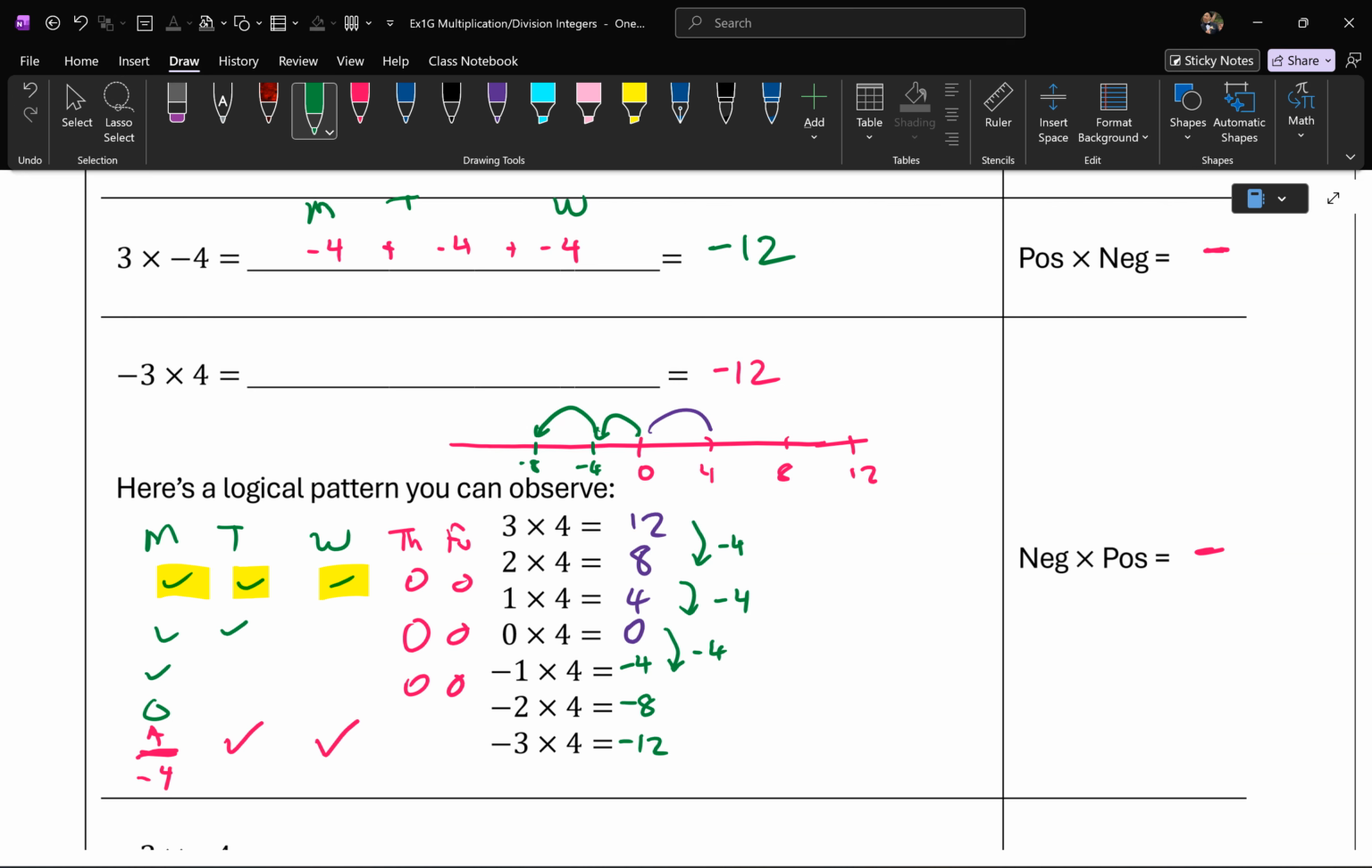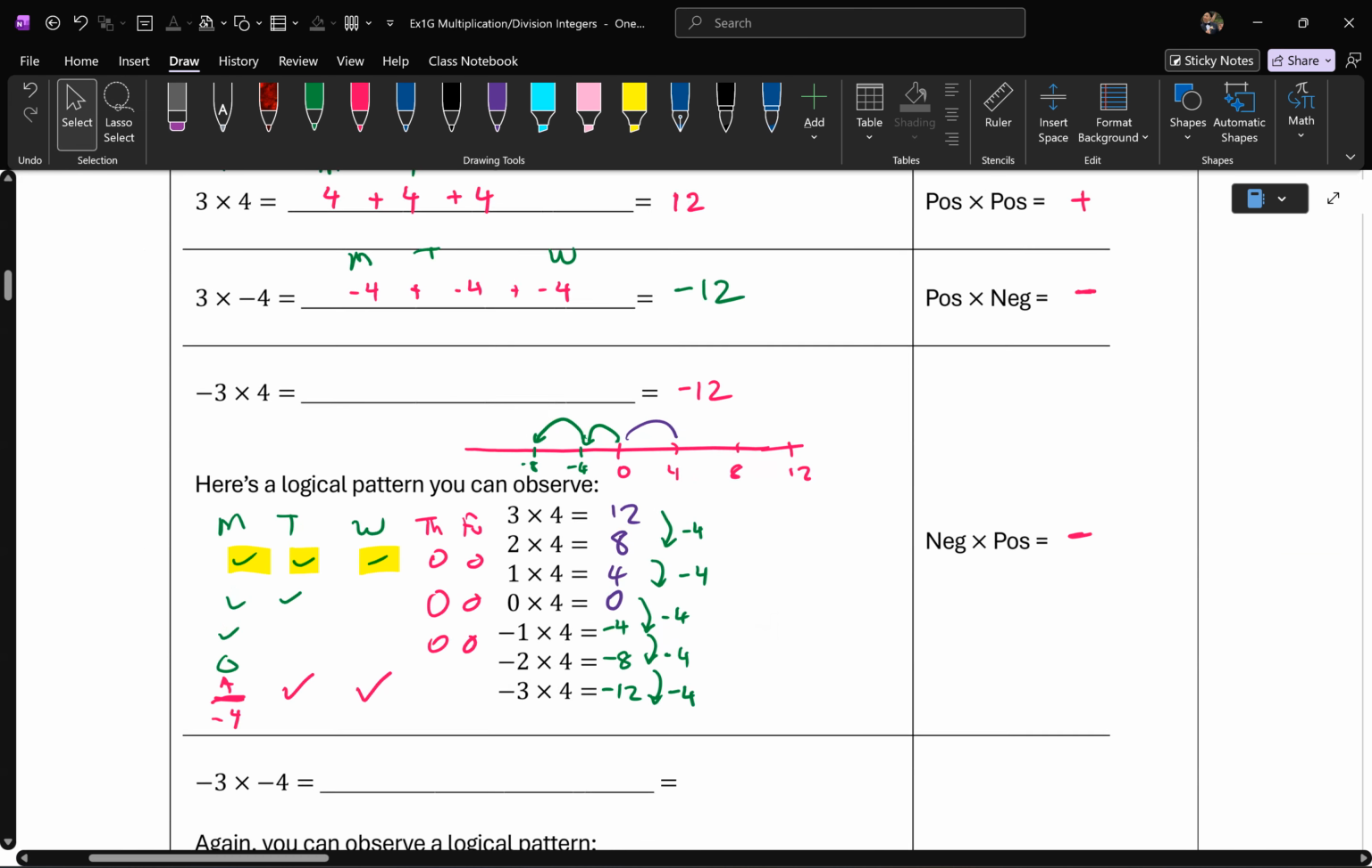That's why negative times positive, on 2 different ways of looking at it, either on an earning perspective or on a mathematical sequence, you can see a pattern. They all drop. So hence, negative times positive is minus. Or another way of thinking about it is this is representing removing any gains.